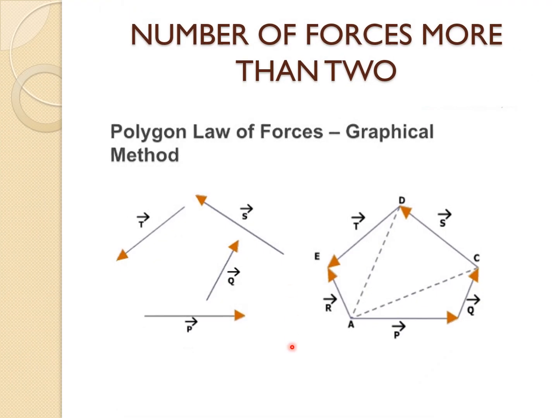If more than two forces are acting on an object, then it may be analyzed using polygon law of forces, where the resultant of all the forces can be found out and the movement of the object along the resultant.